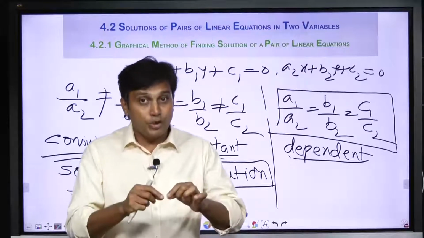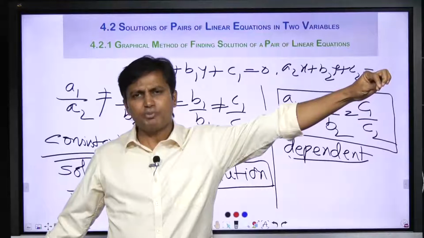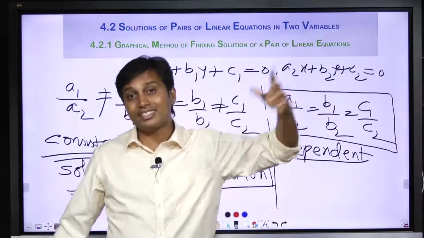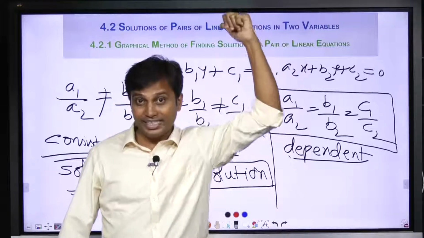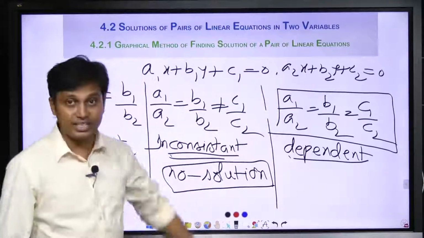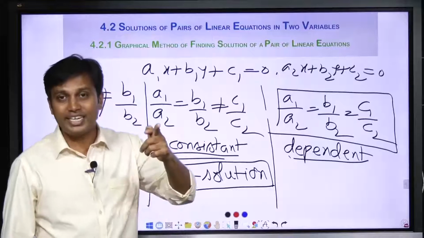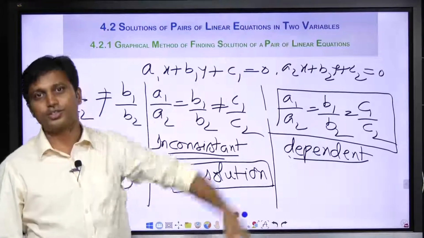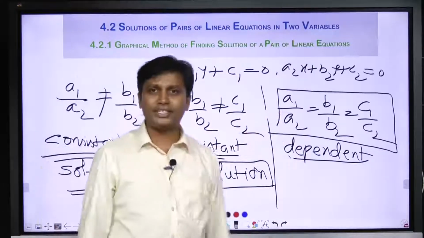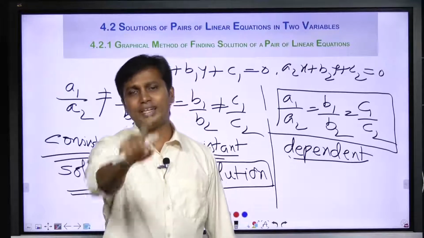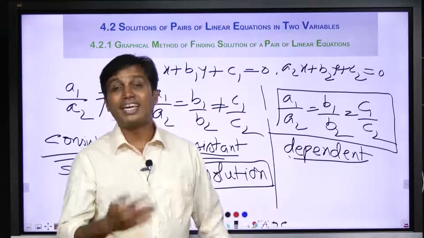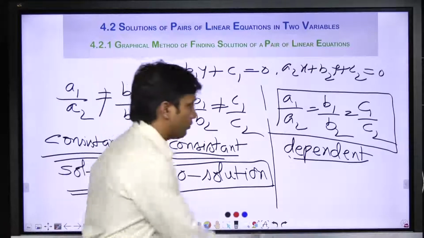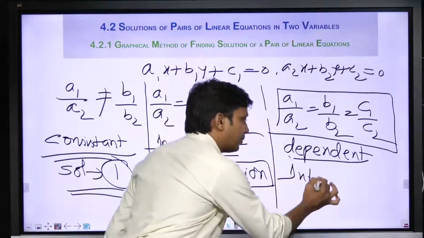And one line is composed of how many points? Infinite points or not? So one linear equation has how many solutions? As I said in the starting of this class, for one linear equation there are infinite solutions. So since mutually dependent equations are representing only one line, that means only one linear equation, the number of solutions will be infinite, right? So therefore it has an infinite number of solutions.